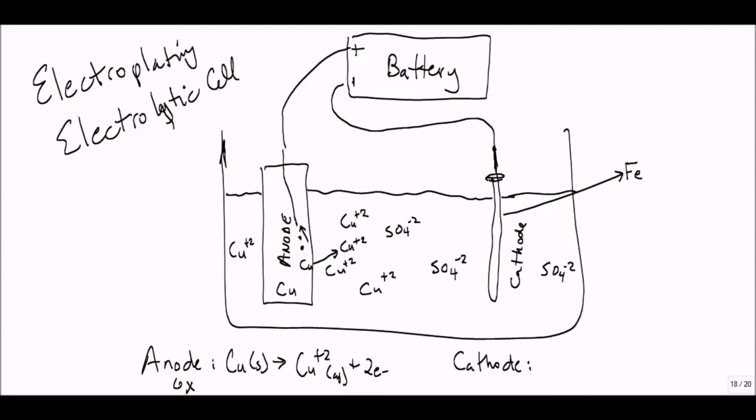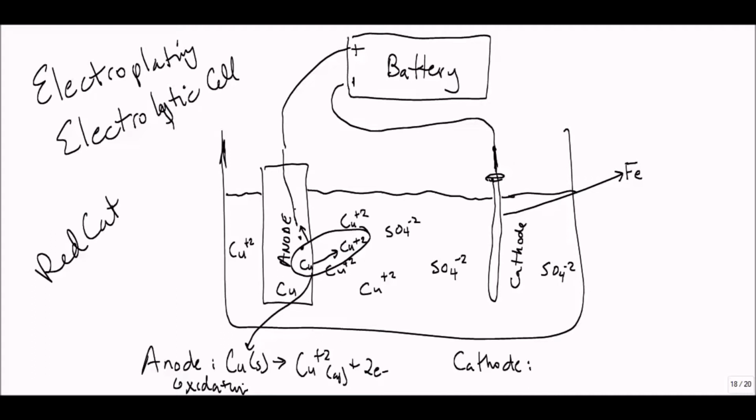Oxidation occurs in the anode. Remember, red cat is the key thing to remember. Reduction happens at the cathode, oxidation happens at the anode. Alright, so this is what's going on right there.